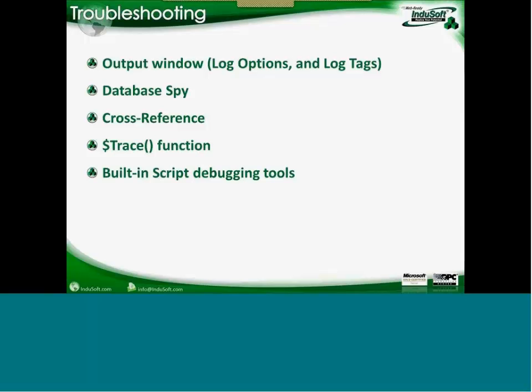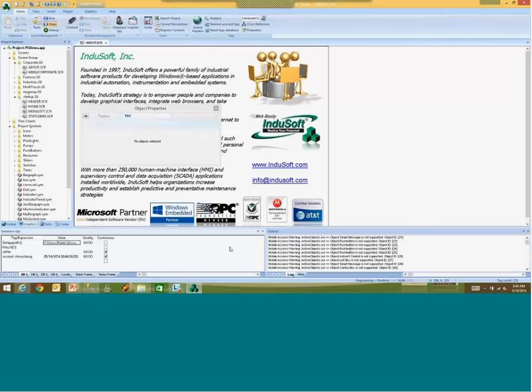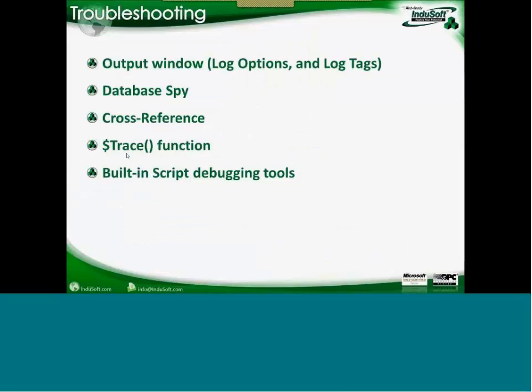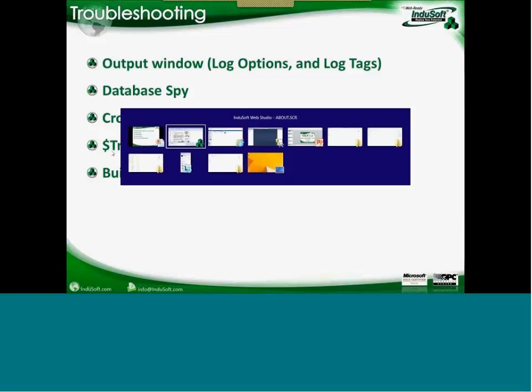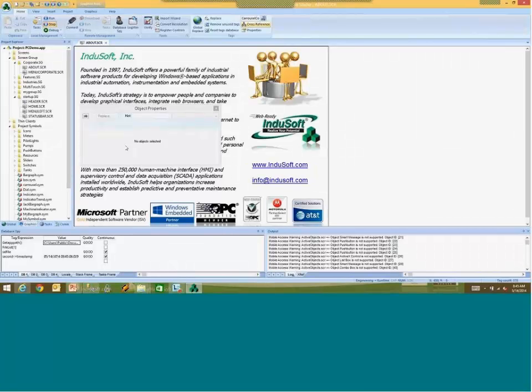CE. From the troubleshooting point of view, InduSoft Web Studio provides several tools like the output window, the database spy, cross-reference to cross-reference any tag throughout the whole application, the trace function that you can use in any script to send a message to the output window, and in most recent versions, for any script, you can enable debugging tools. So you can add breakpoints to your scripts and run the application in debug mode, and the script will stop as soon as it finds a breakpoint, and you can step into, you can move the mouse on the variables to see the variables values, and so on and so forth.